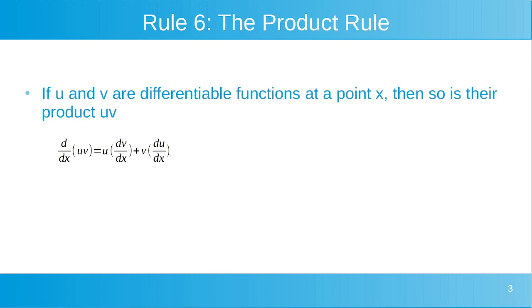The sixth rule is the product rule. If u and v are differentiable functions at a point x, then so is their product u times v. The derivative of u times v with respect to x is equal to u dv dx plus v du dx. So that's our product rule.